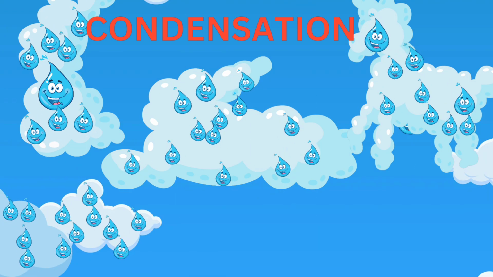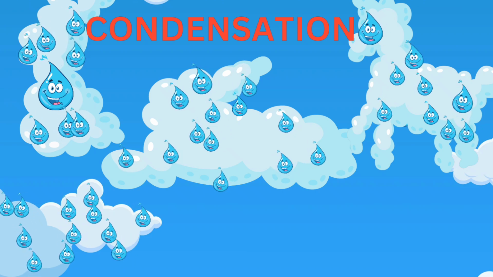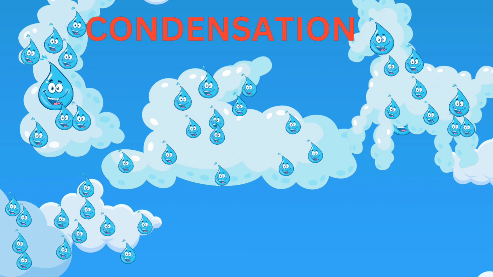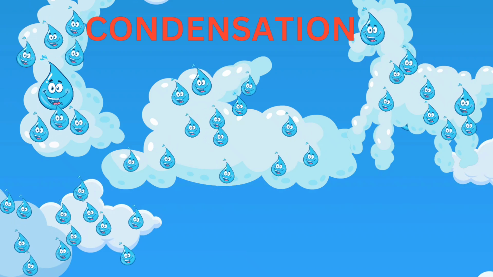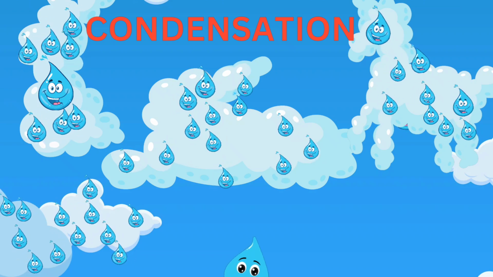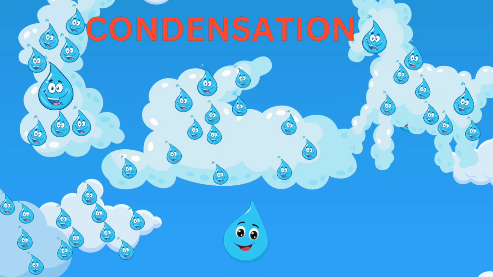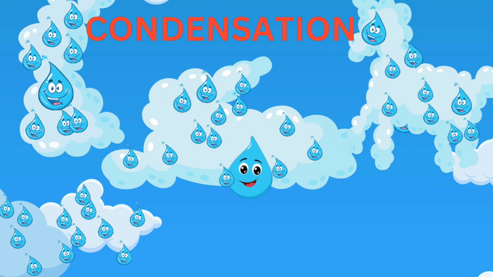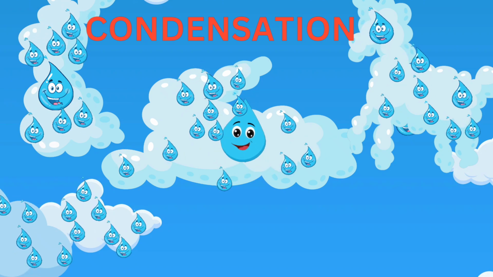As Drippy rises, the air gets cooler, and water vapor turns back into tiny water droplets. This is called condensation. Drippy meets other droplets and forms a fluffy cloud. "I'm sticking with my friends to make a cloud." Clouds are made of tiny water droplets or ice crystals, depending on how cold it is.